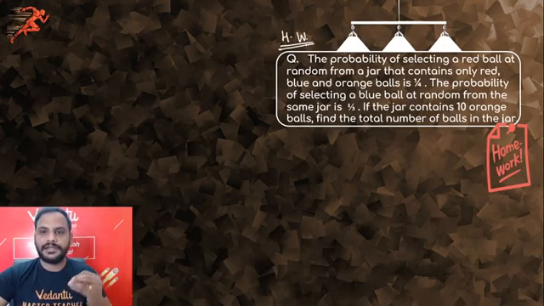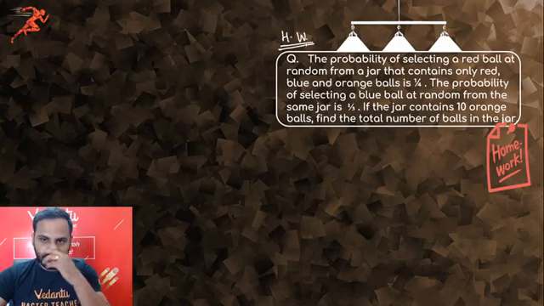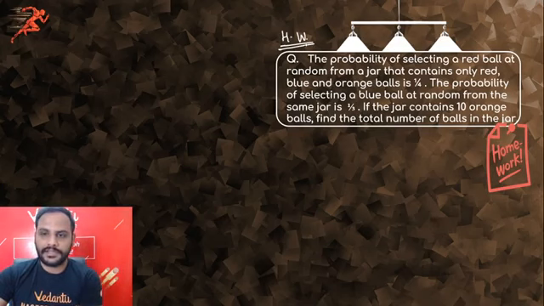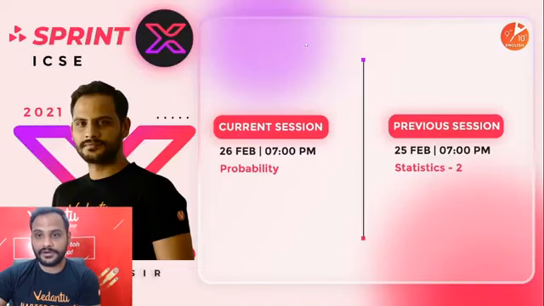A very good question. Simple thing is given over here. Balls and their probabilities are given. They're asking to find the total number of balls in the jar. So think carefully about this topic and then let me know what your answer is.